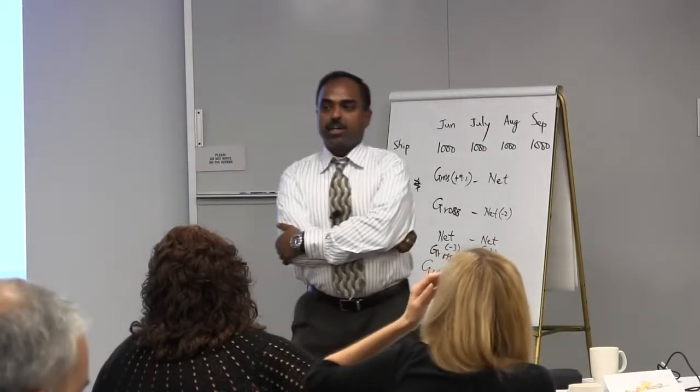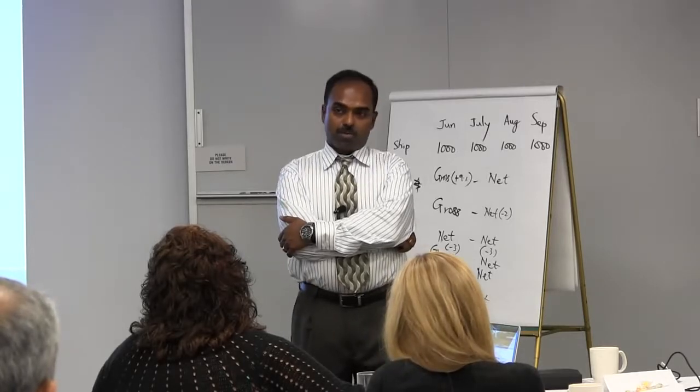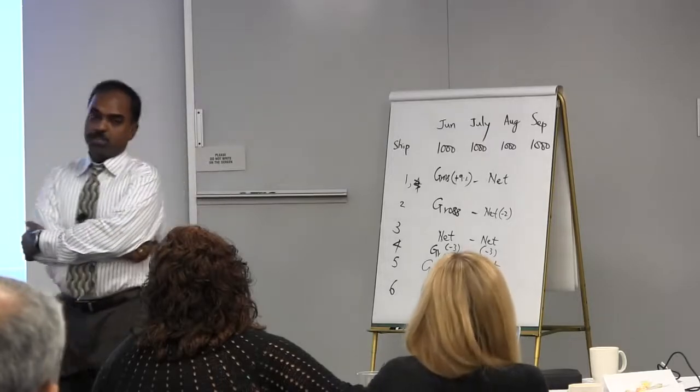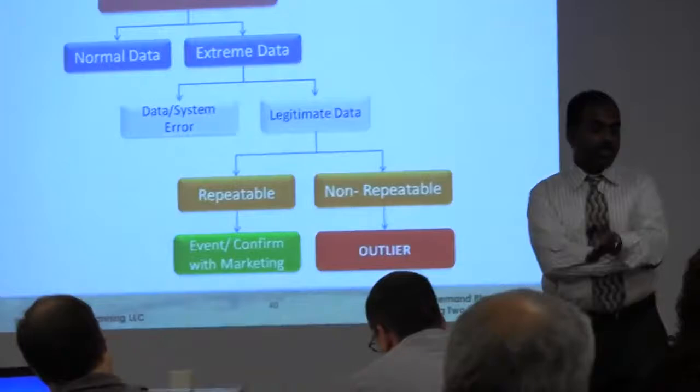If there is an extraordinary extreme observation, either high or low, that's repeatable, then it's an event. Which means you need to get data about the event in the future. It could be a promotion, Super Bowl, whatever.